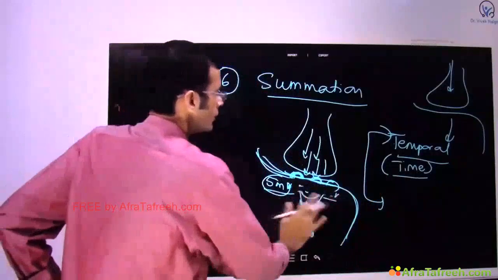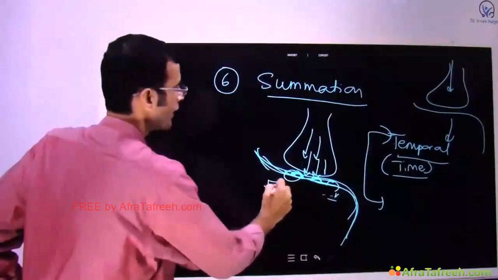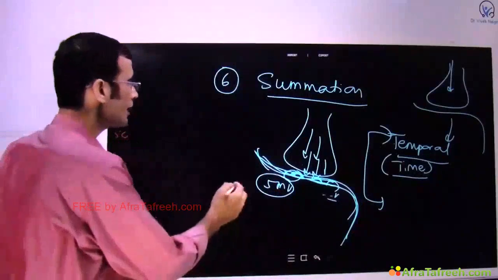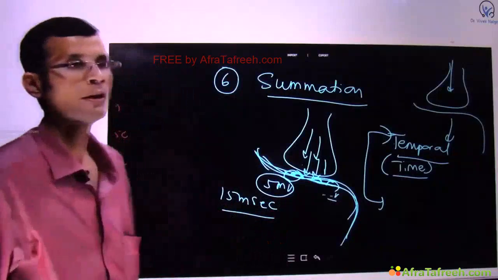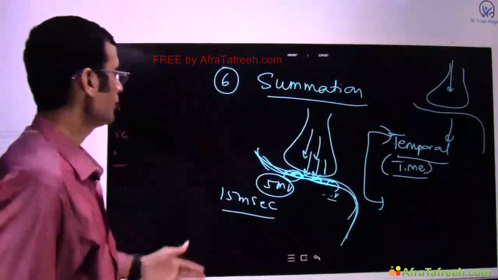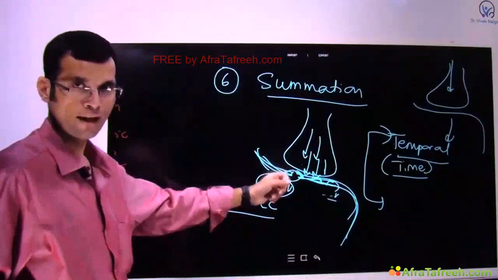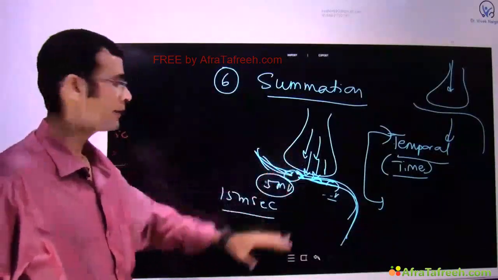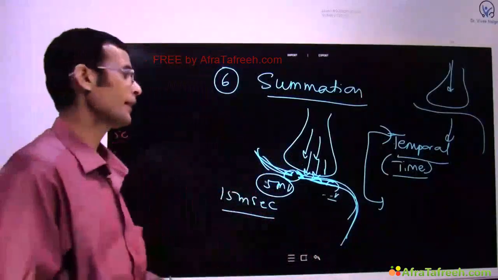Now, this EPSP, the 5 millivolts EPSP which was created, if nothing happens, will decay over the next 15 milliseconds. EPSP decays exponentially over the next 15 milliseconds. So the neuronal membrane, from minus 70, had come to minus 65, a 5 millivolt depolarization. If nothing happens, it will go back to minus 70 over the next 15 milliseconds. So EPSP stays for 15 milliseconds.